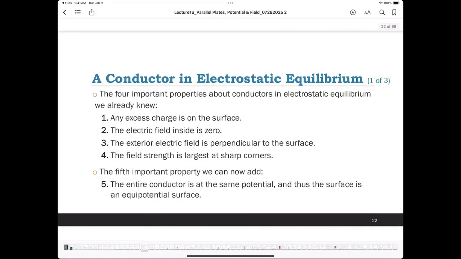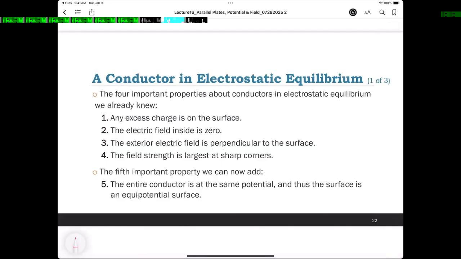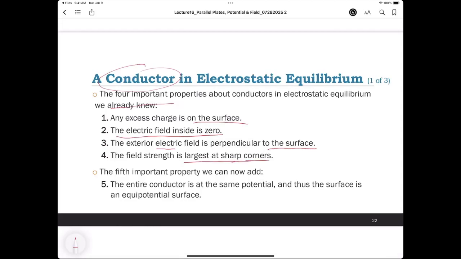Okay, let's talk about conductors in electrostatic equilibrium. There are important properties about conductors in electrostatic equilibrium. We already talked about this in the last class. The first one is that any excess charge is on the surface. The electric field inside is 0. The external electric field is perpendicular to the surface. And the field strength is largest at sharp corners. Do you remember this one?